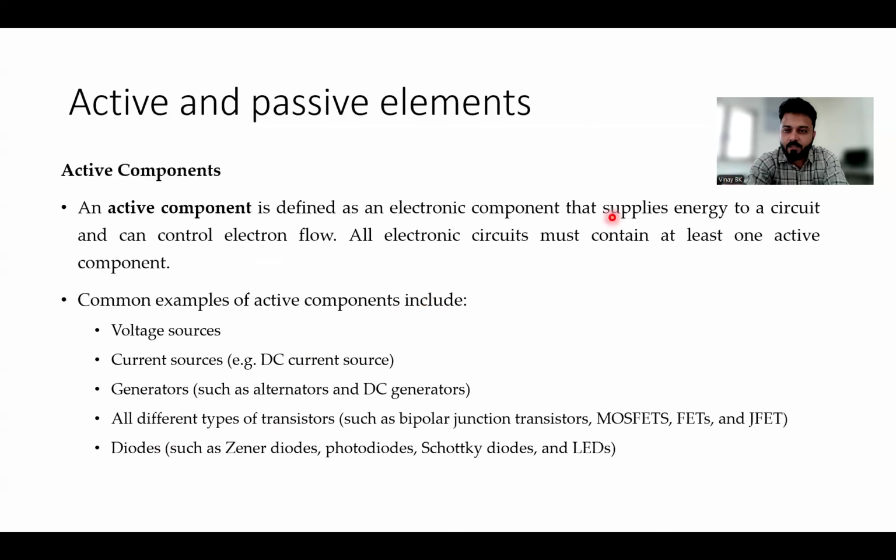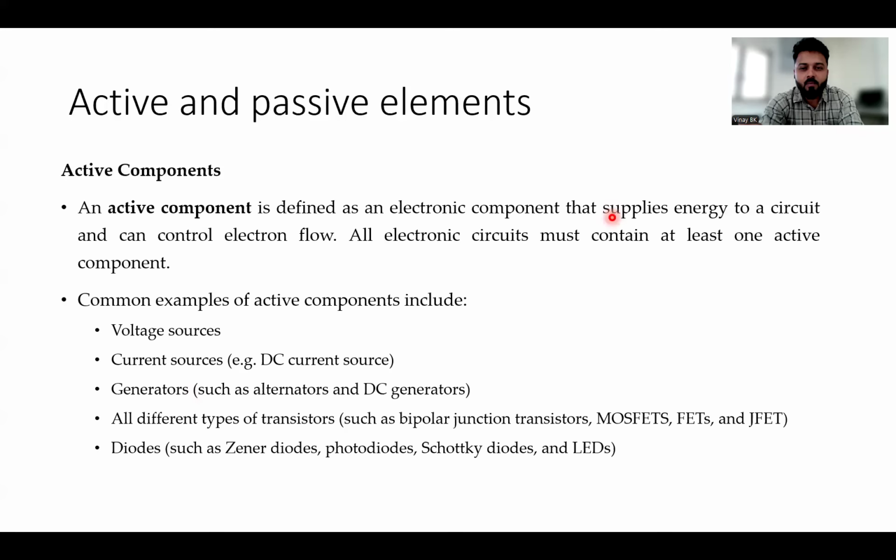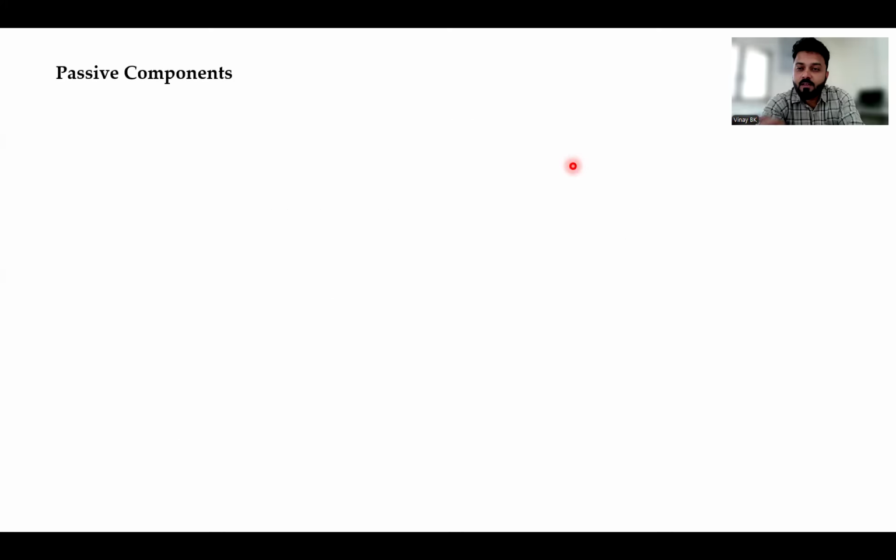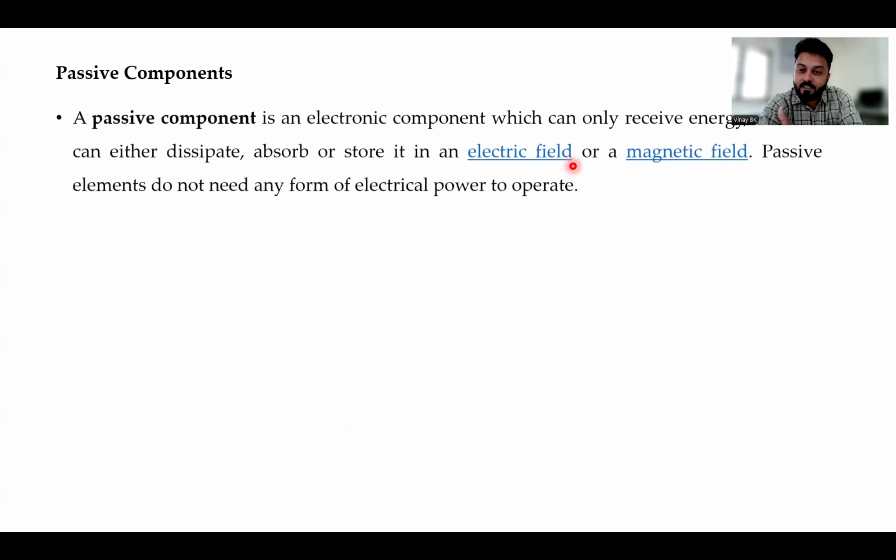So an active component is nothing but a component which always supplies energy to a circuit, which will give the power supply to the circuit. And one more thing is the passive component. Active means it supplies energy. Passive means it absorbs energy or else it receives energy.